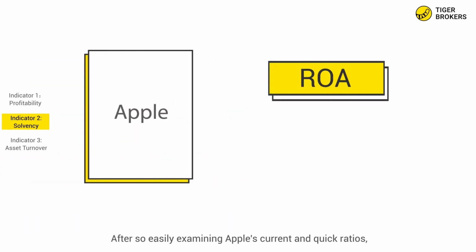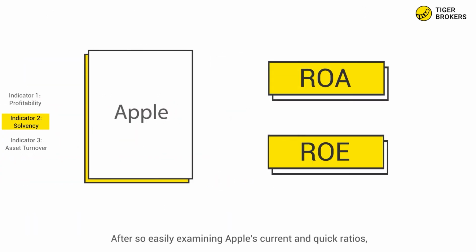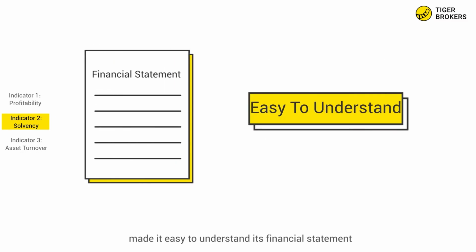After so easily examining Apple's current and quick ratios, don't you feel more confident about financial analysis? Tossing out certain other confusing metrics and data made it easy to understand its financial statement. If you stick with the Tiger Academy course, your analytical skills will continue to improve.